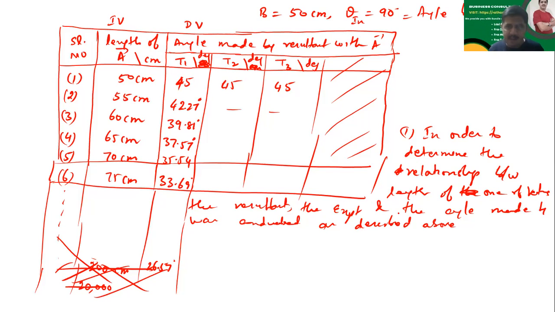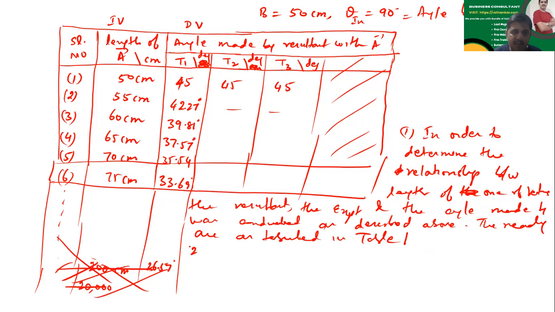And the angle made, as described above, and then the readings are as tabulated in table 1. Okay, very, very important. We need to write this. Now we have already done the first one. So the moment I read this, I'll get to know, oh, you are doing this experiment for that purpose. I need not scroll back to understand what it is about.